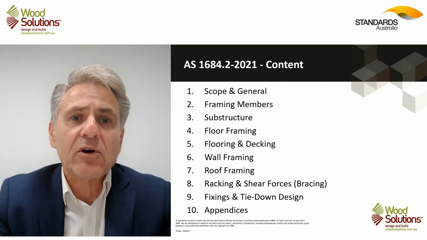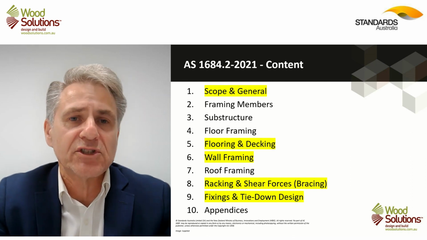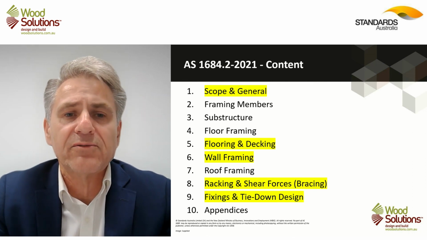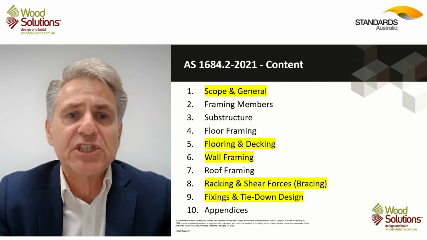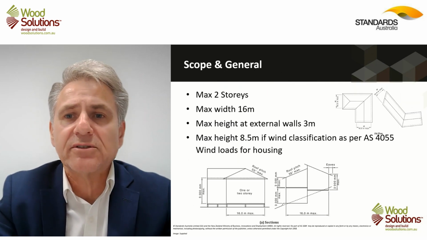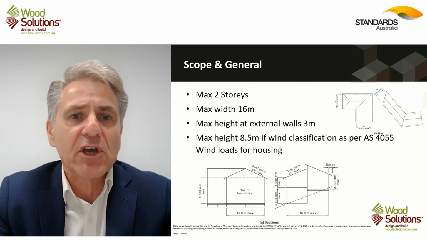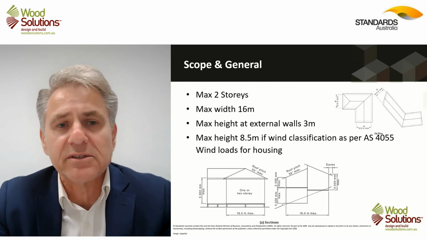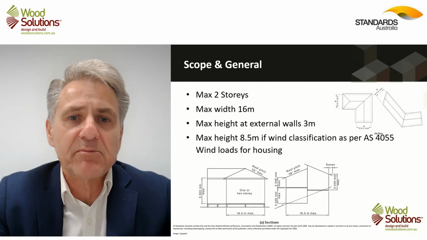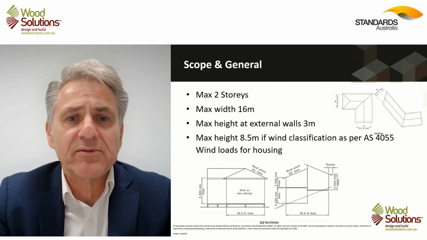Now, the contents haven't changed, but the reason for the slide is just to show these are the sections that I'll focus on. So I've just briefly spoken about some of the changes, but I'll go through each of these sections and take you through. So nothing's really changed on the scope in general: 2-storey houses, maximum width of 16 metres, external wall heights of 3 metres, and the overall building height 8.5.